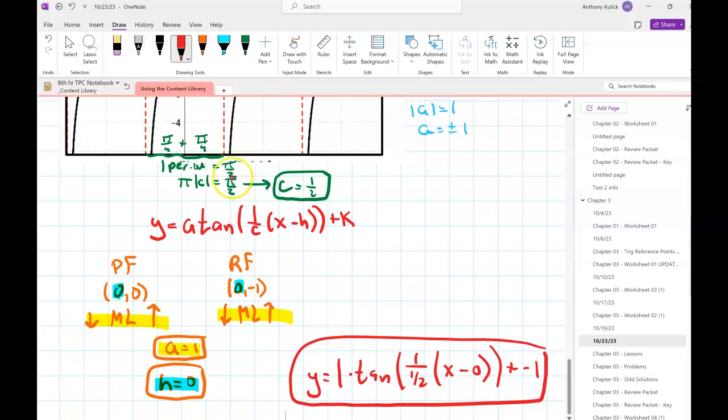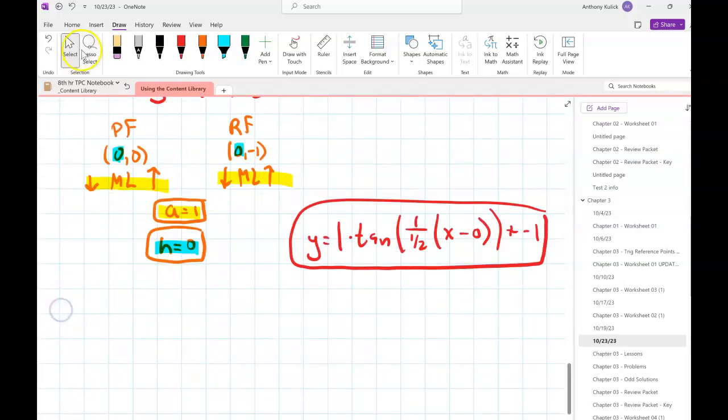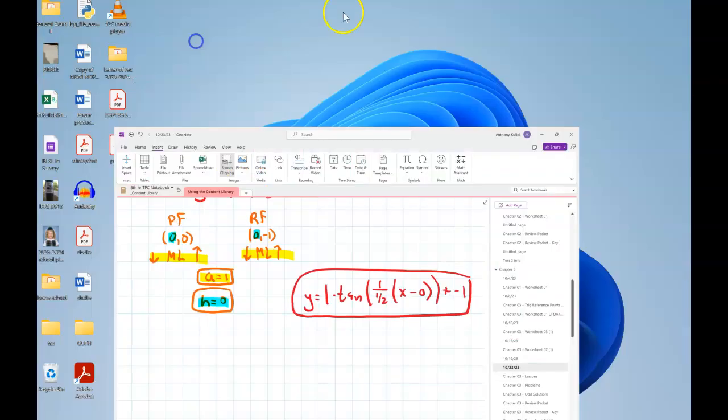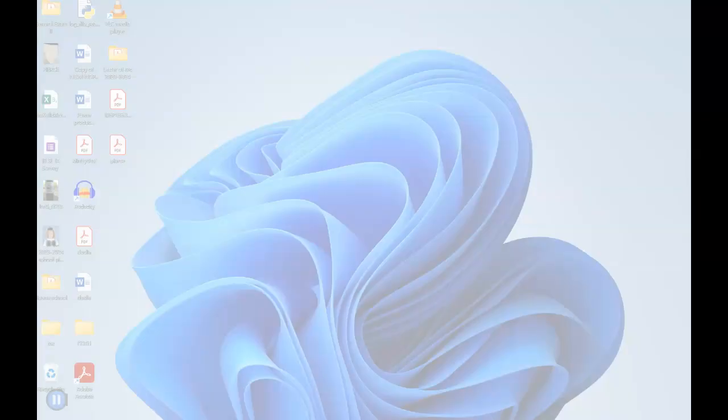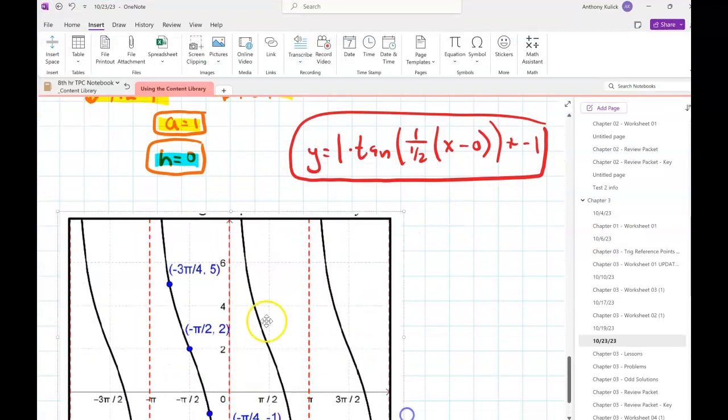Let's do one more of these, right? Sometimes these are the tricky ones, right? Drawing the graph is usually not so big of a problem. Let's do this again.